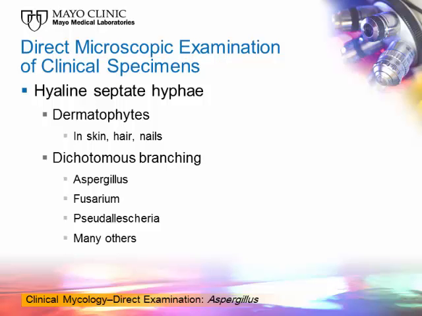We're going to look at some of the features of organisms as seen in the direct microscopic examination of clinical specimens. And basically, if we have a sample of hair, skin, or nails, and we see hyaline septate hyphae, you're probably going to know that it represents a dermatophyte. Not all the time, but most of the time. I think we just have to remember that, and it simplifies things a bit.